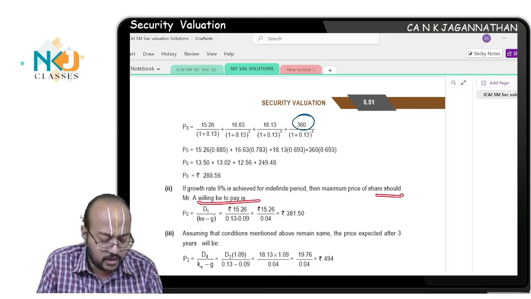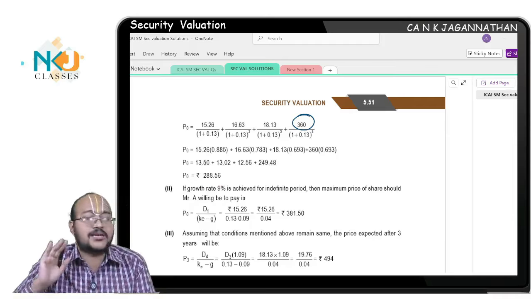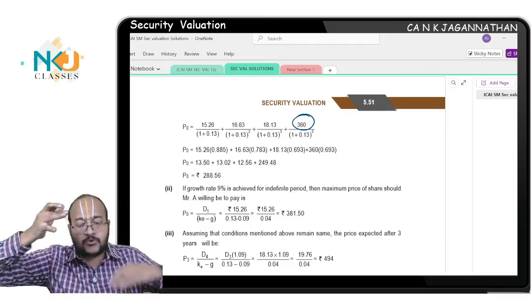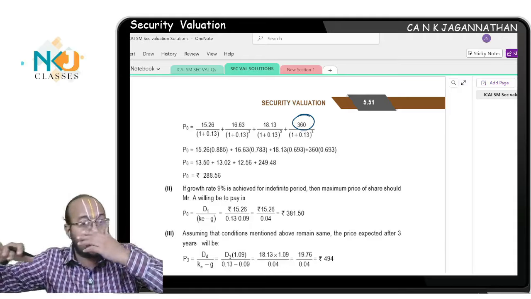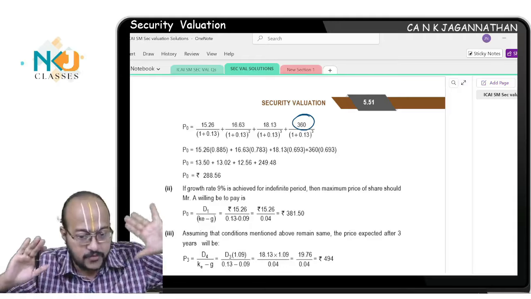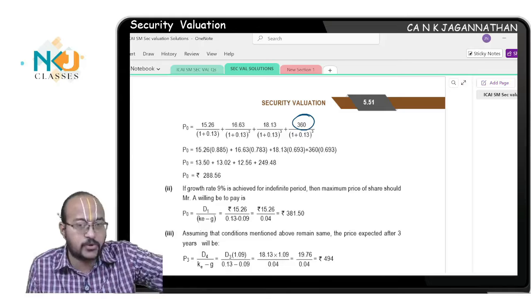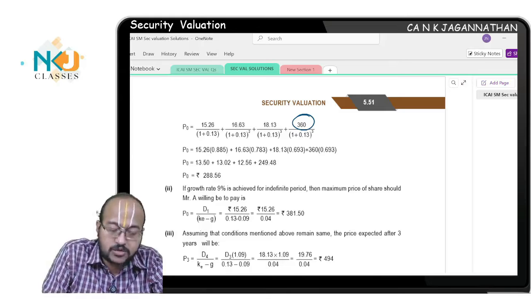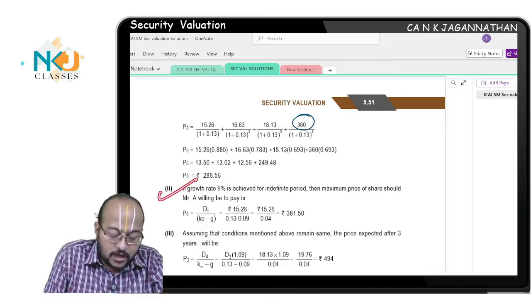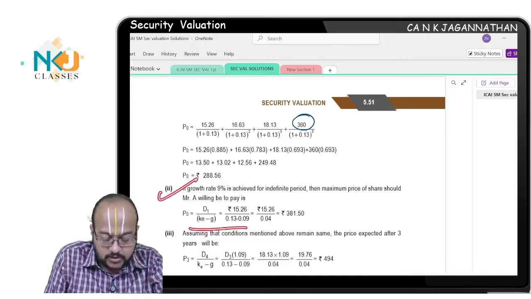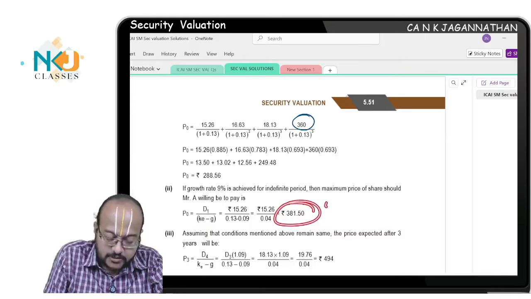Next, if a growth rate of 9% is achieved for an indefinite period, then what is the maximum price A should be willing to pay? Very simple. If the growth rate is 9%, it stays forever. Then we don't need to compute D1, D2, D3, okay, and the P3. Why? Because see, if the growth rate doesn't change, you can simply apply the formula today itself, the dividend growth model. Very simple. P0 is equal to D1 by KE minus G. If you apply, okay, 15.26 by KE minus G, you will get the value as 381.5.